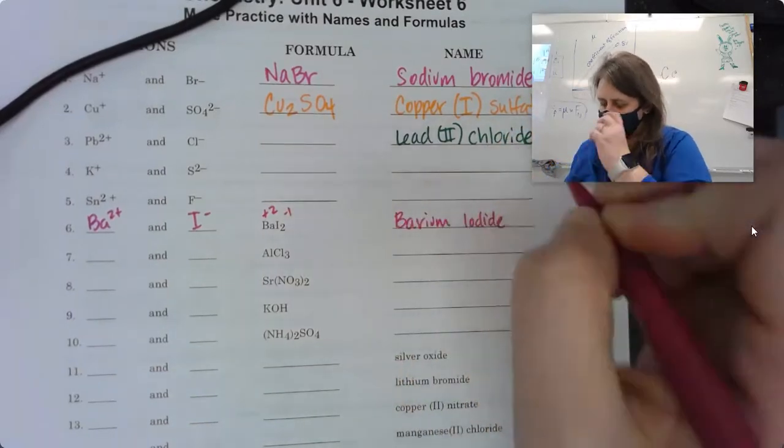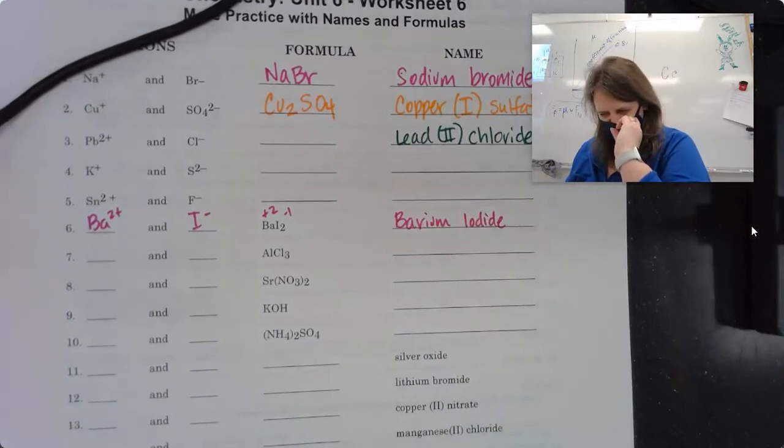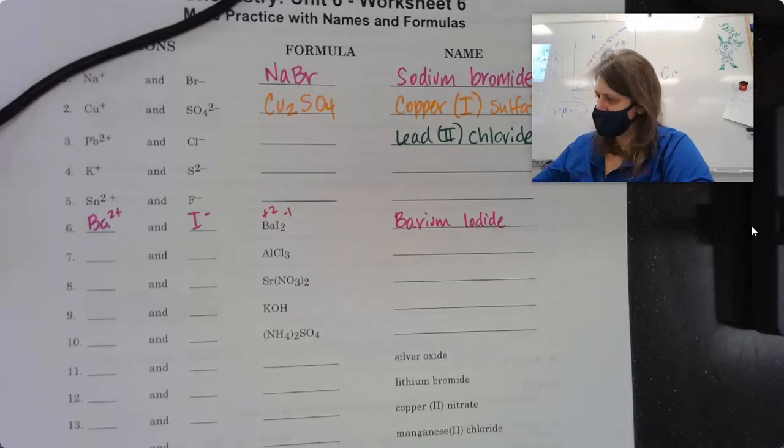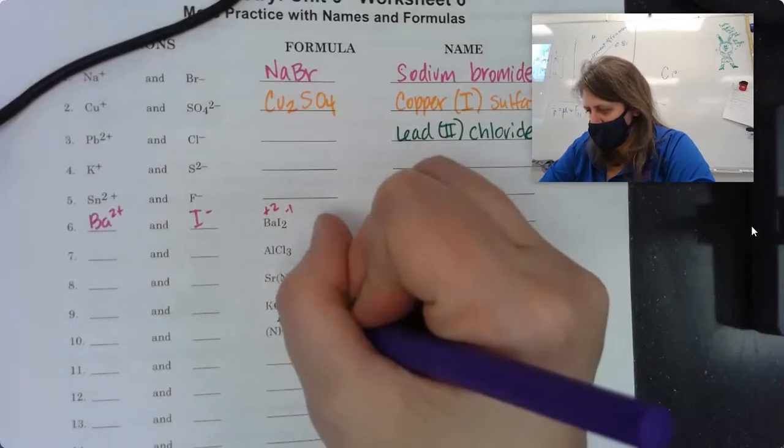Barium iodide. I have a question. I don't think this is a nitpicky thing, but I just want to make sure. When I write it, a lot of times I'll write barium and I'll write +2 instead of 2+. Does it matter? Doesn't matter.